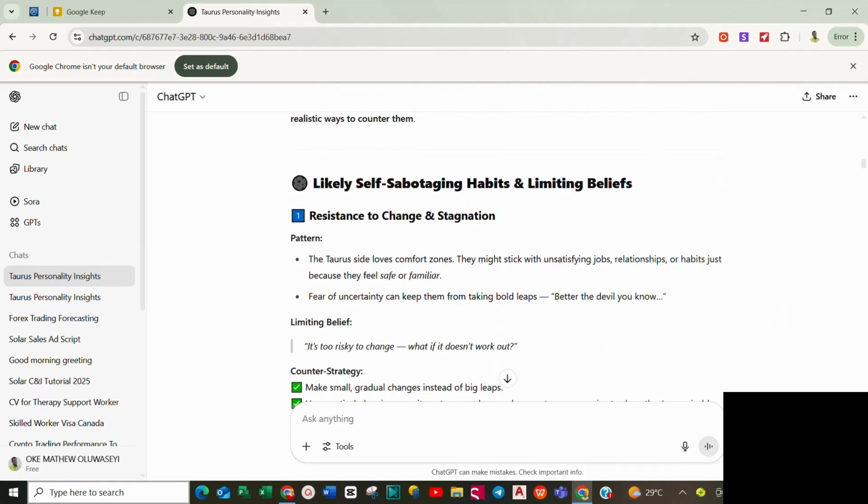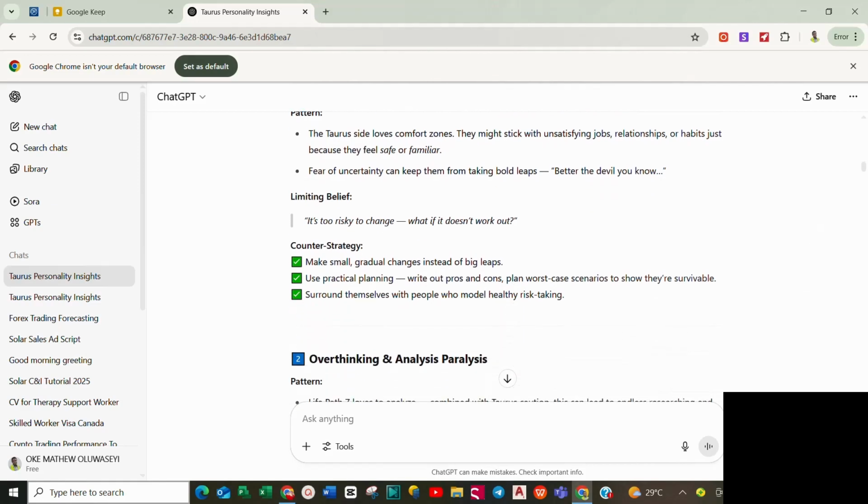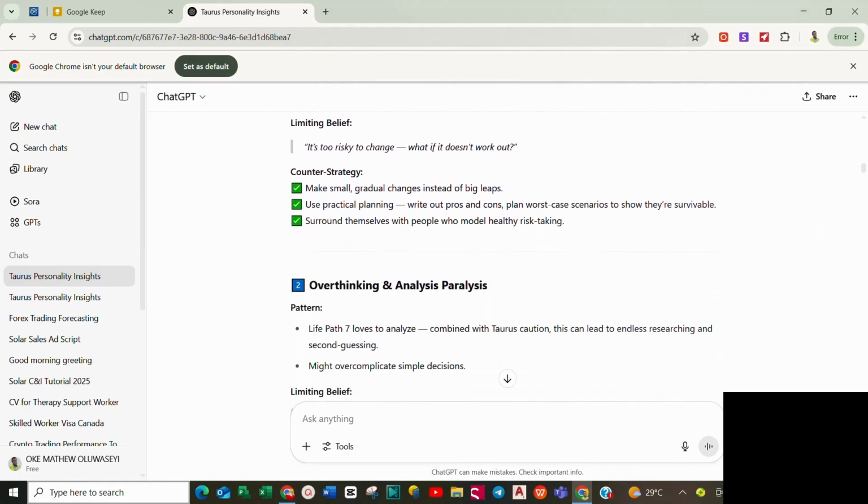The likely self-sabotage habits and limiting beliefs are these: a resistance to change and stagnation. The Taurus side loves the comfort zone. They might stick with an unsatisfying job, relationship, or habits just because they feel safe. So that fear of uncertainty sometimes keeps them from taking bold steps.